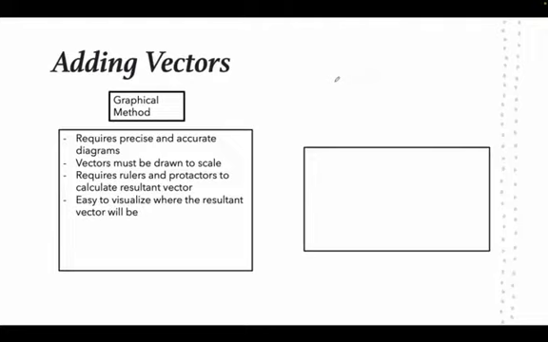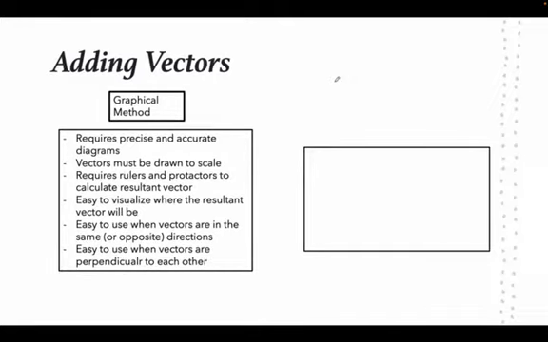When we use the graphical method, it's very easy to see where the resultant vector will be. Also, it's very easy to use when vectors are in the same or opposite directions, meaning when all vectors are horizontal, either pointing right or left, or when all vectors are vertical, either pointing up or down. It's also very easy to use when vectors are perpendicular, so east and north. That would be simple to do.